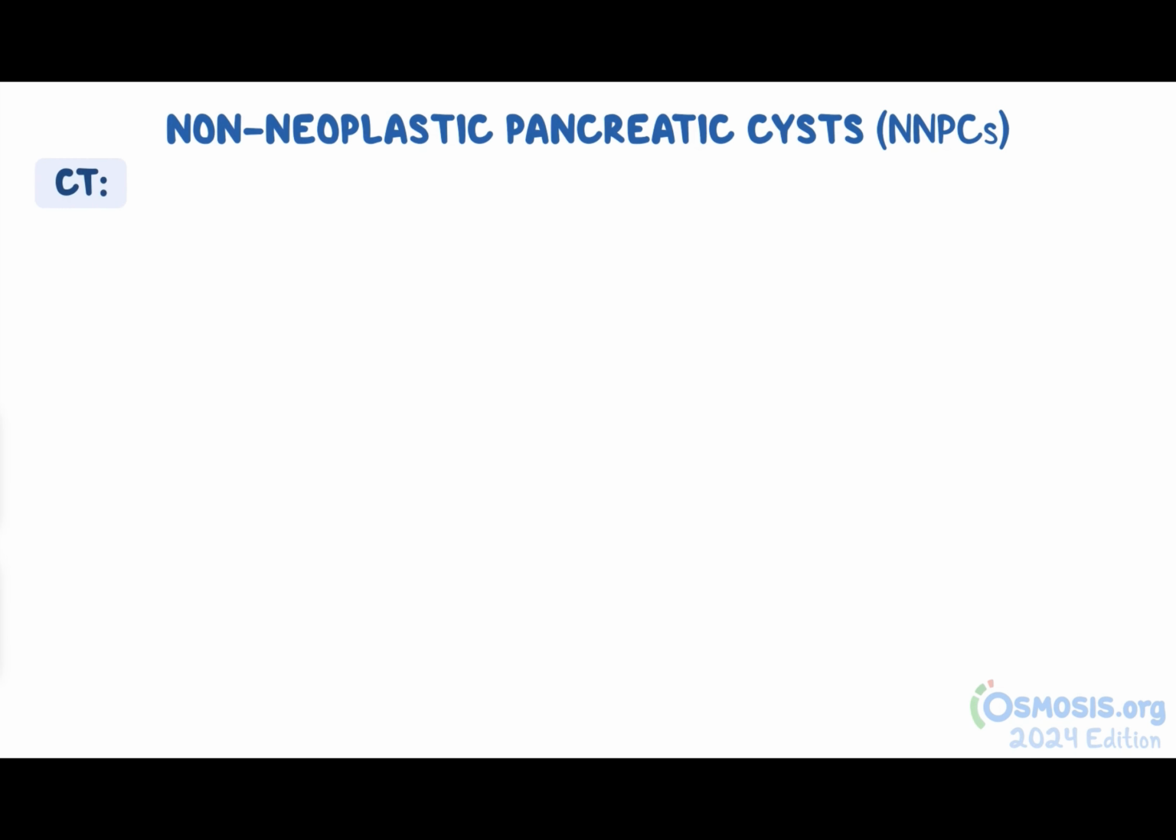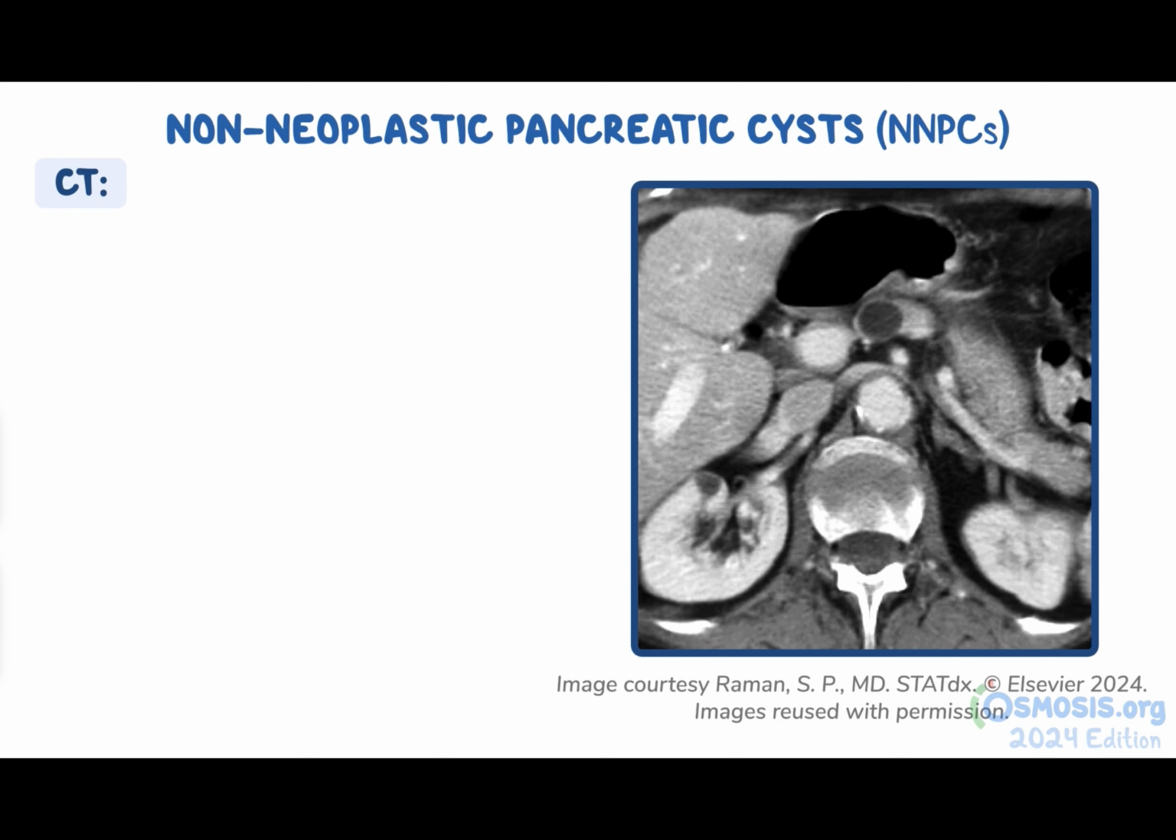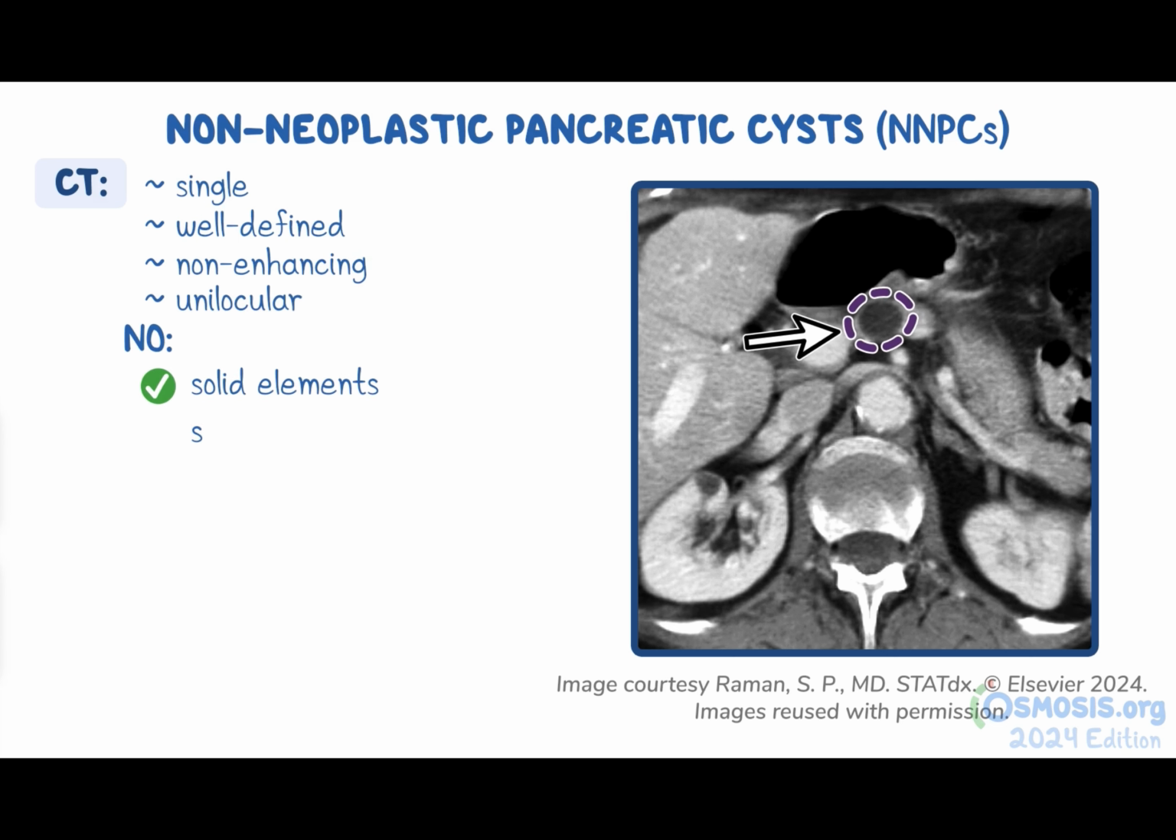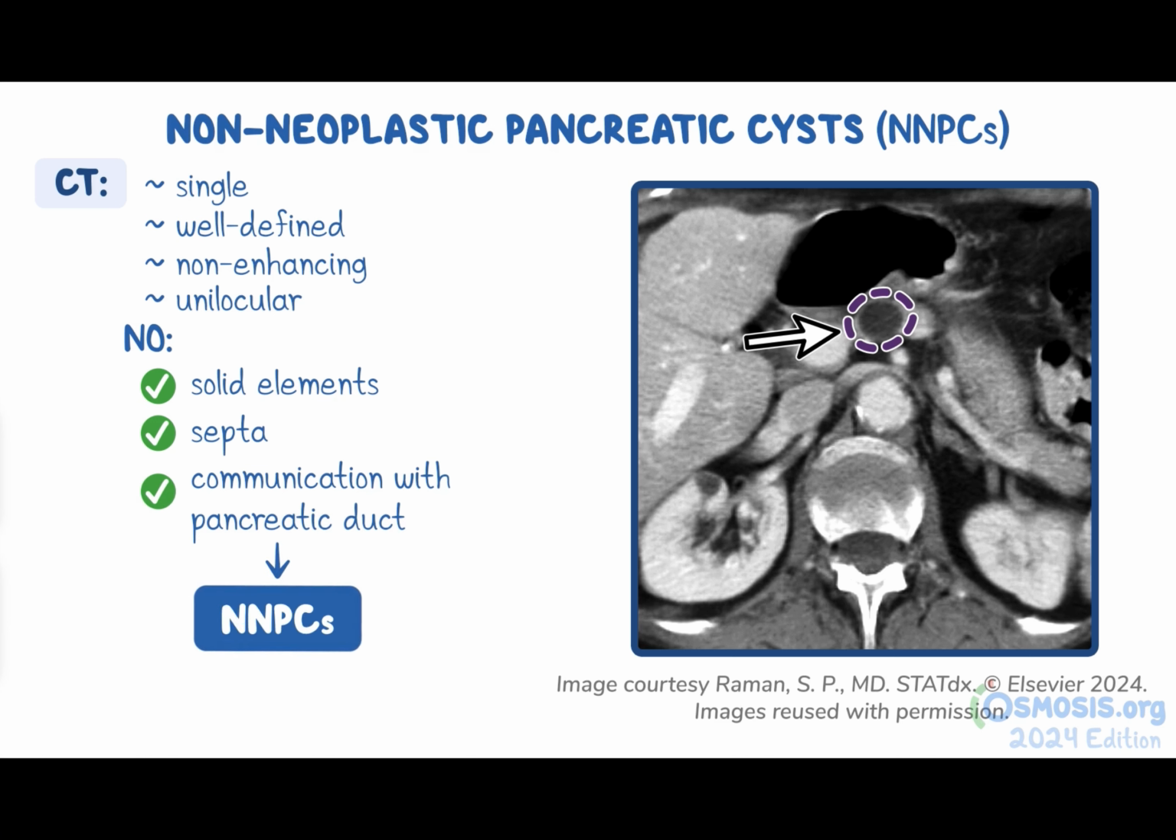On CT scan with pancreatic protocol, you can expect to find a single, well-defined, non-enhancing unilocular cyst with no solid elements, no septa, and no communication with the pancreatic duct. These features are characteristic of NNPCs, which includes retention, true, or simple cysts.